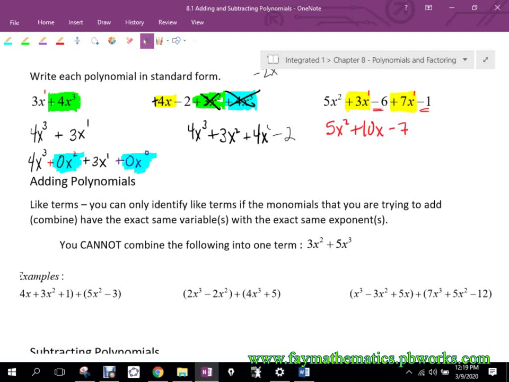The way I first learned how to think about this is, each monomial is like an individual person. And if they have the same last names, then I can put them in the same family. When I merge them into the family, then I can talk about them as a family instead of the individual. Well, if the last names differ, then they're not in the same family.